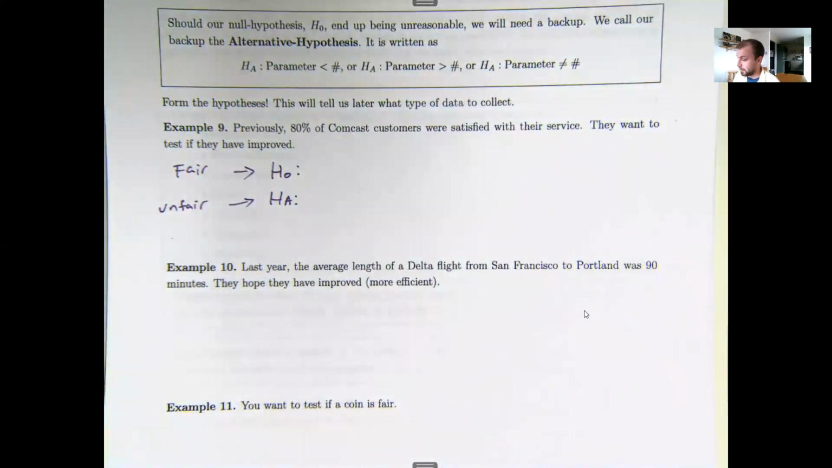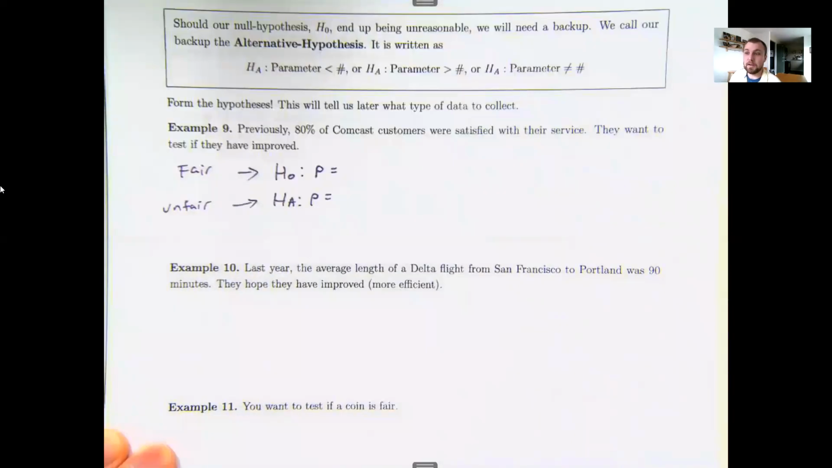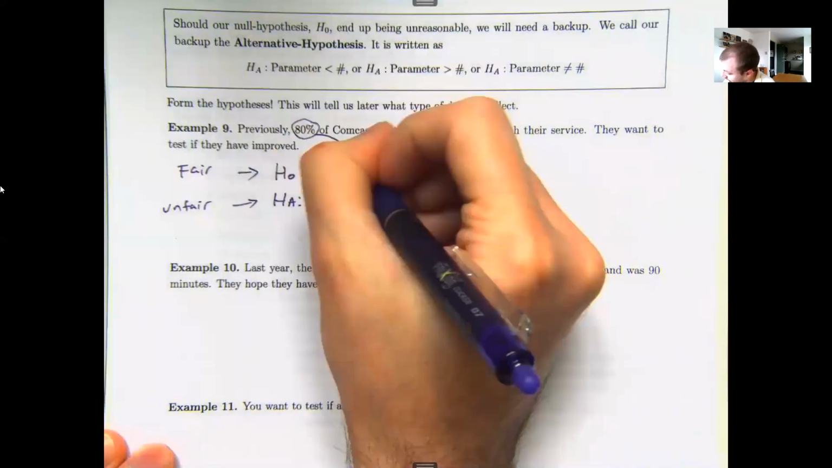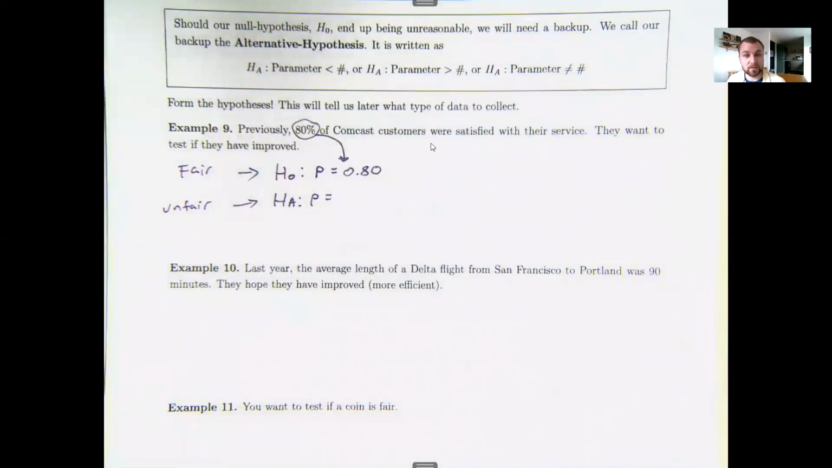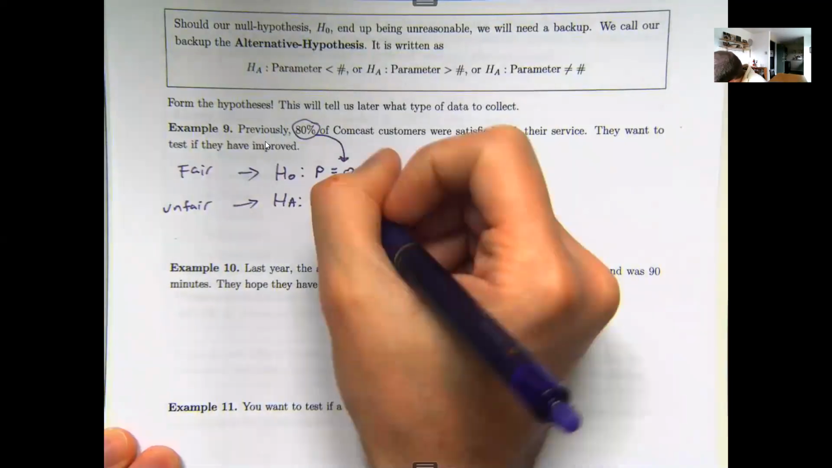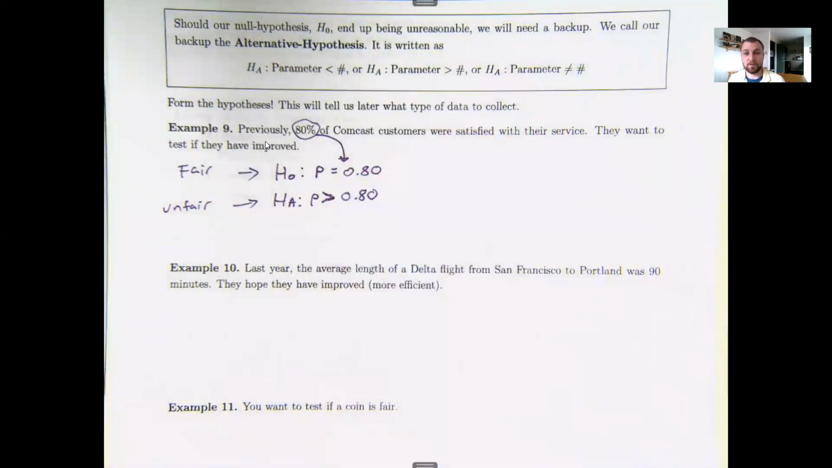I'm going to spend a little bit of time trying to phrase the null and alternative for a couple of scenarios. So previously, 80% of Comcast customers were satisfied with their service. They want to test if they've improved. So this is about percentages. I'm always going to be using p, mu, or sigma. It says 80%. So if there has been no change, 80% of Comcast customers would still be satisfied. They want to see if they've improved. Well, if they've improved, this would mean more than 80% of customers are happy with their service.